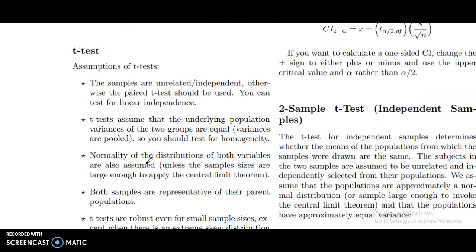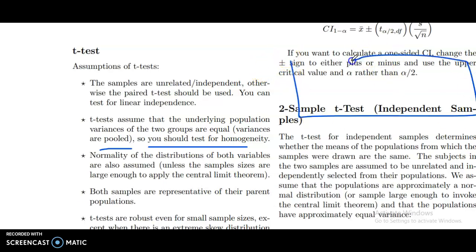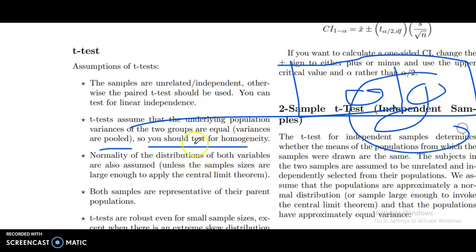The t-test assumes that the underlying population variances of the two groups are equal. The variances are pooled, so you should test for homogeneity.